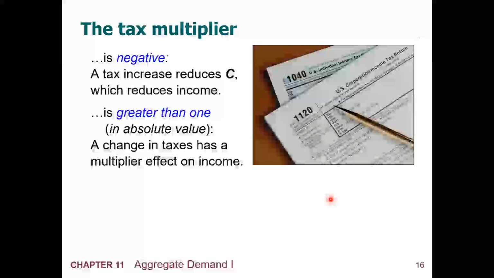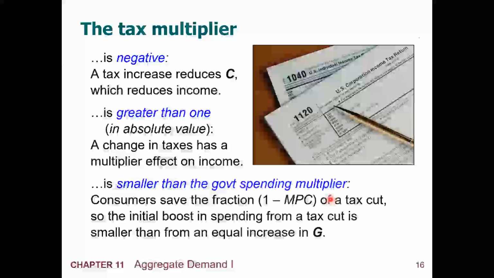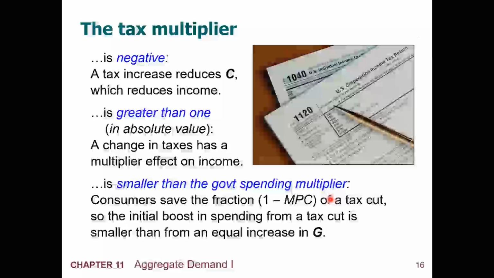Absolute value meaning that if you have a negative number, negative 2, for example, then the absolute value of that will be 2, right? It's greater than 1 in absolute value, because a change in taxes has a multiplier effect on income. It's smaller than the government spending multiplier.